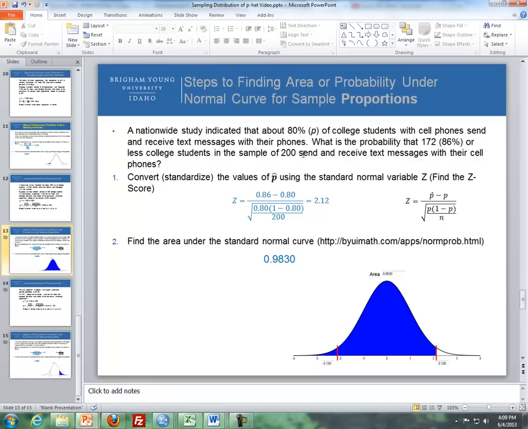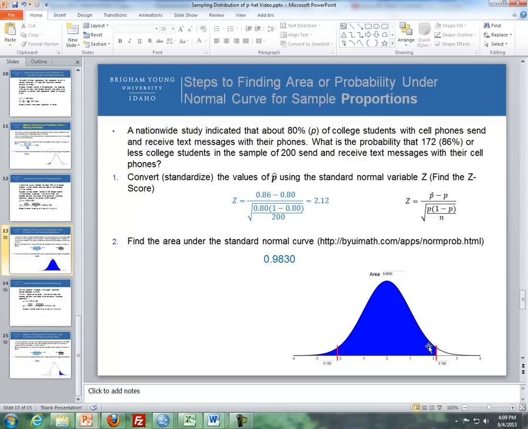So here we take the 86%, or 0.86, minus our population proportion, which is 0.8, divided by our standard deviation, and our standard deviation is the square root of p times 1 minus p over n. In this case, it's 0.8 times 1 minus 0.8 divided by 200, and that's all square rooted. We get a z-score of 2.12.